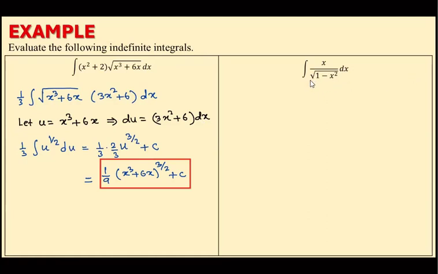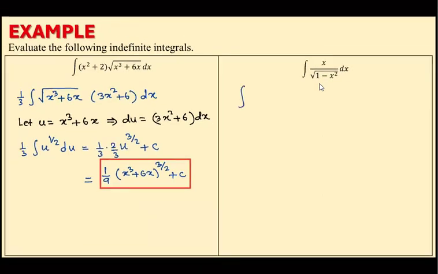Okay, let's go to this one. If you look at this one, it also has a composite function. The outside function is the square root function, the inside function is 1 minus x squared. And if you think of the derivative of the inside function, it would be negative 2x, but there is only x. So we can rewrite it. We can write it like this.